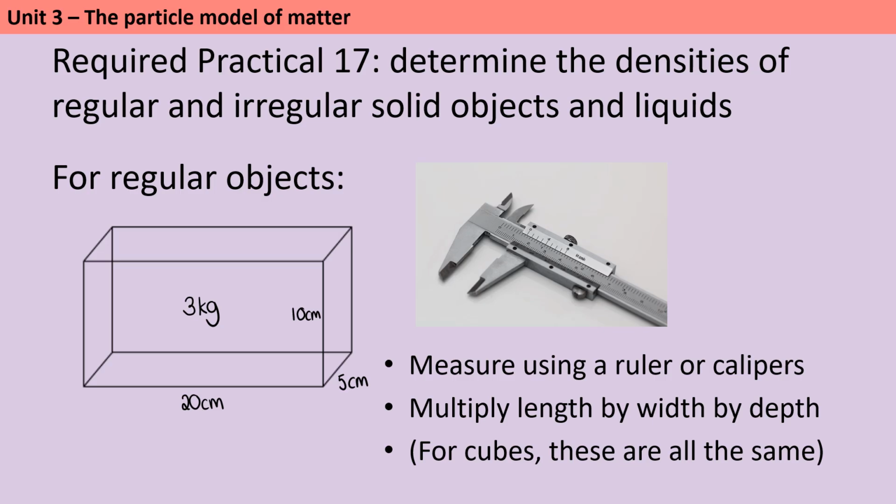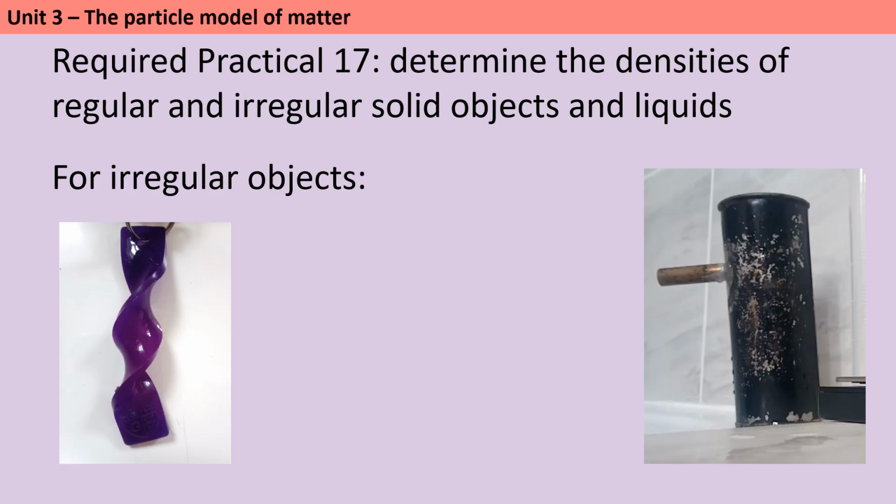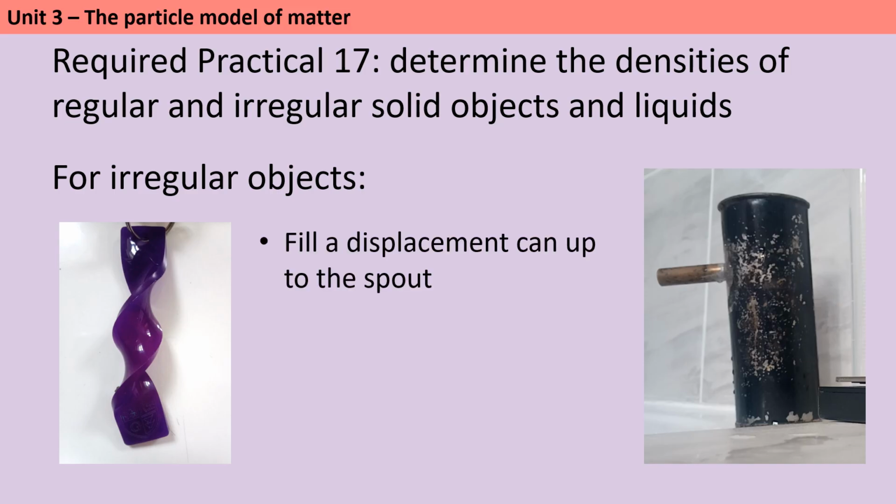Then to calculate density, we take the mass that we've measured using a balance and divide it by the volume that we've just calculated. Finally, for an irregular object, so something like my keyring here, we're going to need to use this displacement can, or you might also have called it a Eureka can. So you're going to fill this can up with water until water is coming out of the spout, and when water has stopped coming out of the spout, you're ready to measure the volume of your irregular object.